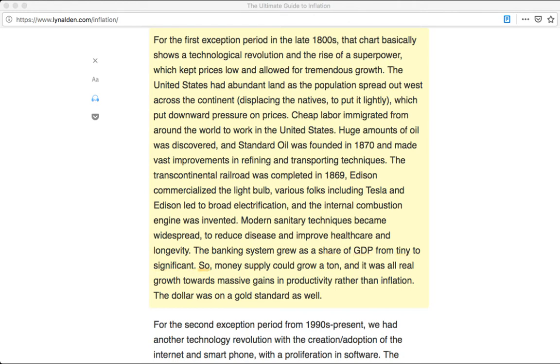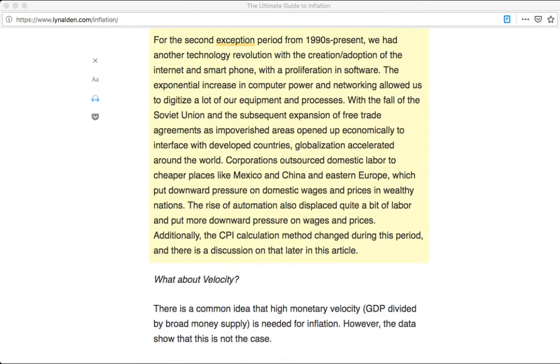So, money supply could grow a ton, and it was all real growth towards massive gains in productivity rather than inflation. The dollar was on a gold standard as well. For the second exception period from the 1990s to present, we had another technology revolution with the creation and adoption of the internet and smartphone, with a proliferation in software. The exponential increase in computer power and networking allowed us to digitize a lot of our equipment and processes.